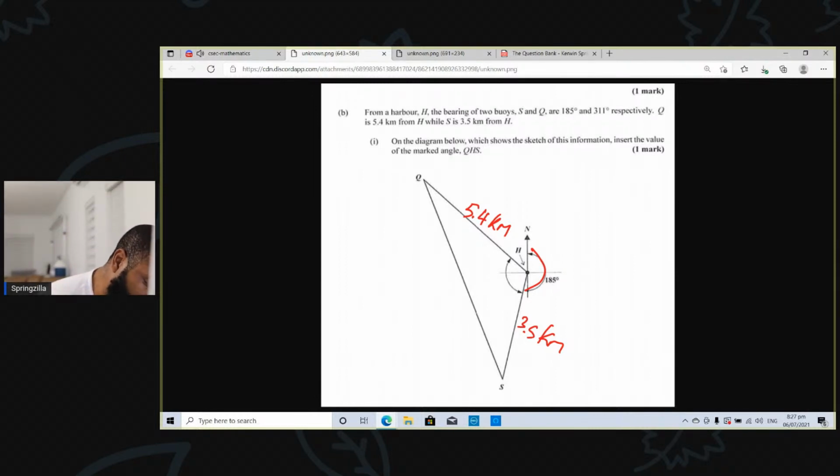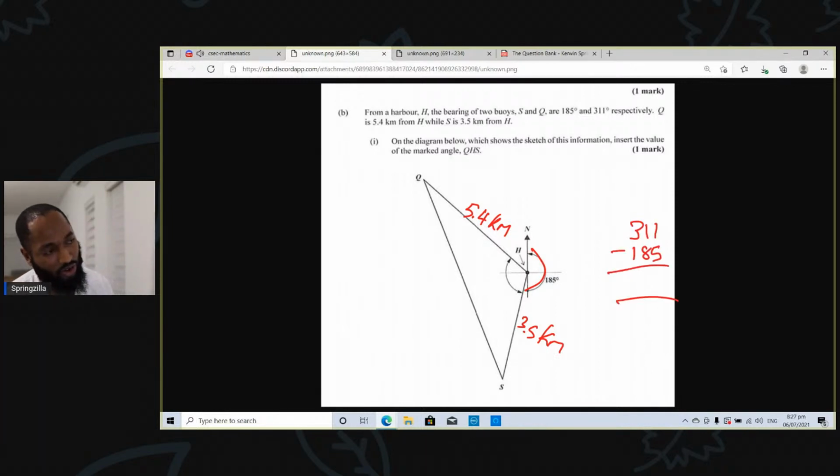On the diagram below, which shows the sketch of this, insert the value of the marked angle QHS. This angle here, that easy man thing. So this angle here is the whole 311 minus 185. 311 minus 185. Right now, my brain is shut down with that headache there, boy. 311 minus 185. My calculator is saying 126 degrees.